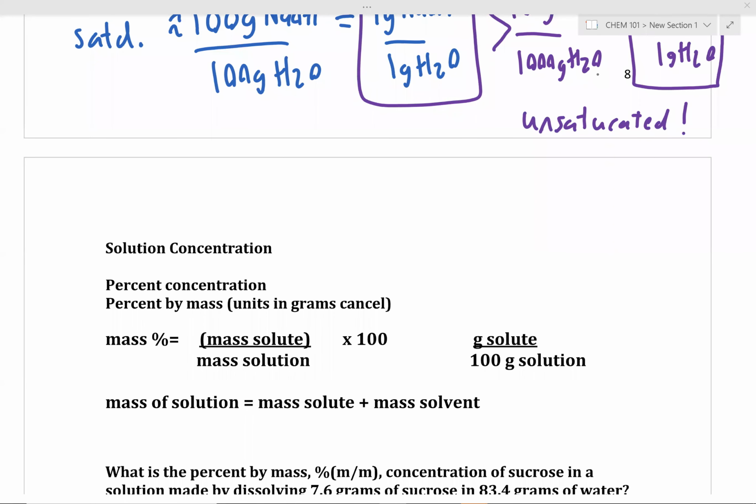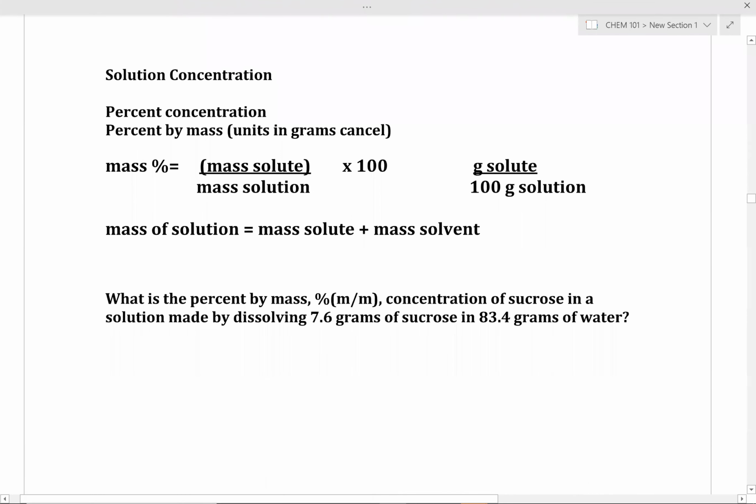Okay, so when we last left off, we talked about reading solubility curves. Now in this session, we're going to focus on quantitative measures of solution concentration. One of the common ways that solution concentration is represented, because it's relatively easy to prepare these solutions, is to express solution concentration in terms of mass percent.